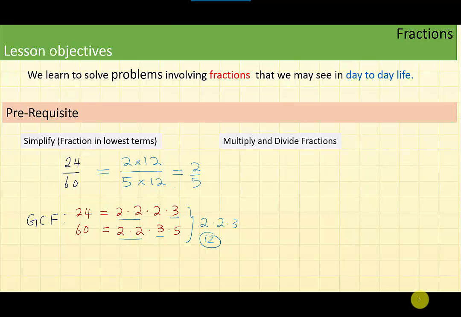Now let's do one example with multiplying and dividing fractions. Suppose we want to find 4 fifths times 6 out of 7. For multiplication, we multiply numerator with numerator: 4 times 6, which is 24. And 5 times 7, which is 35. And we cannot simplify this further.